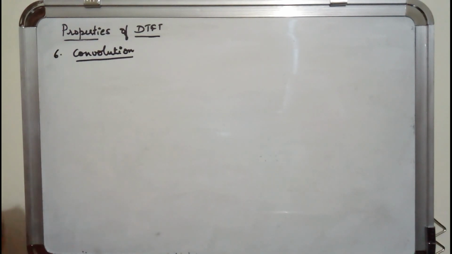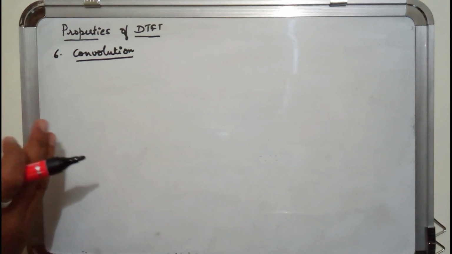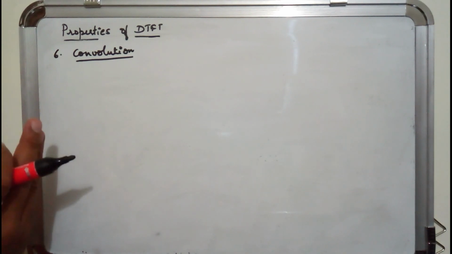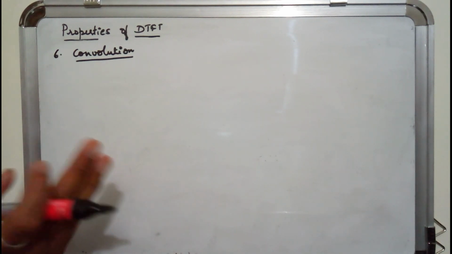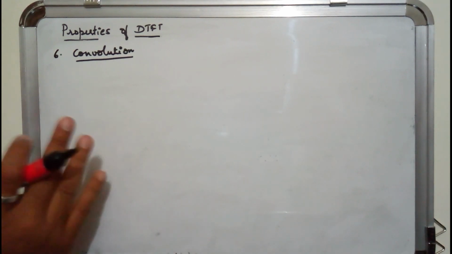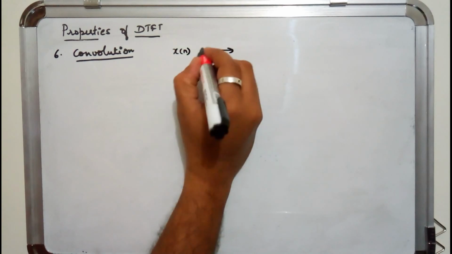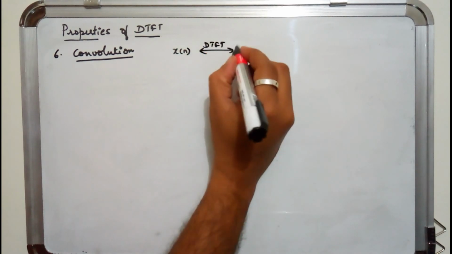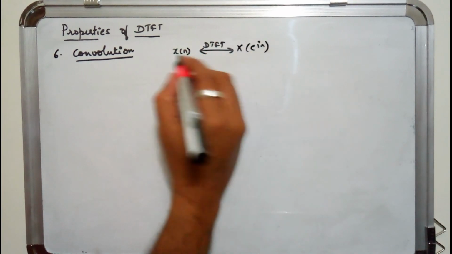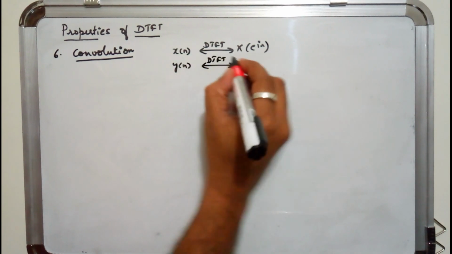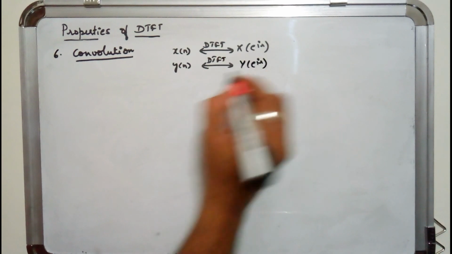Now the next property is the convolution property. So I have told the basics about convolution. That is, convolution in time domain will be equal to multiplication in frequency domain, and the same thing holds good here as well. So if you have two sequences x of n forming a DTFT pair with x of e power j omega, and y of n forming a DTFT pair with y of e power j omega.